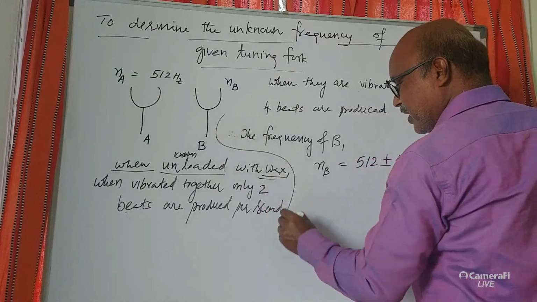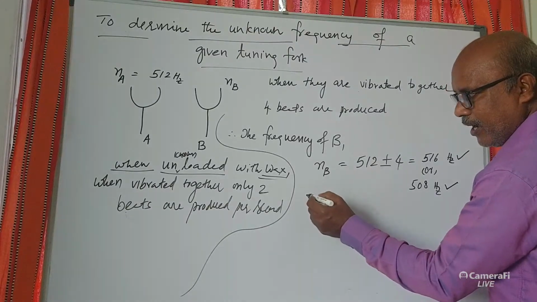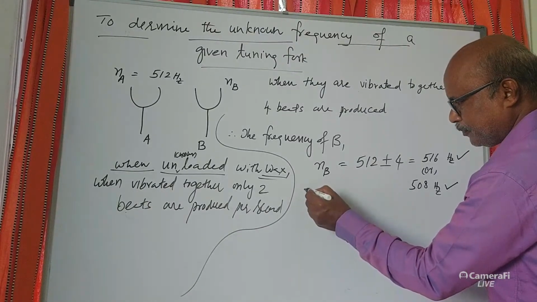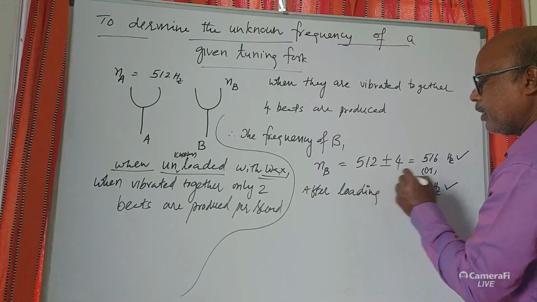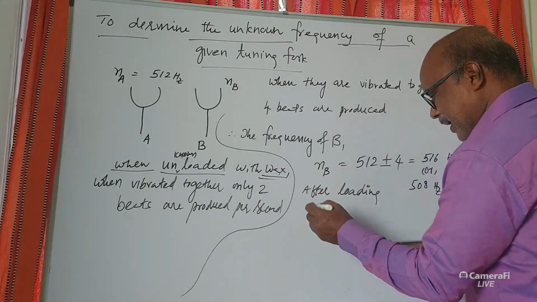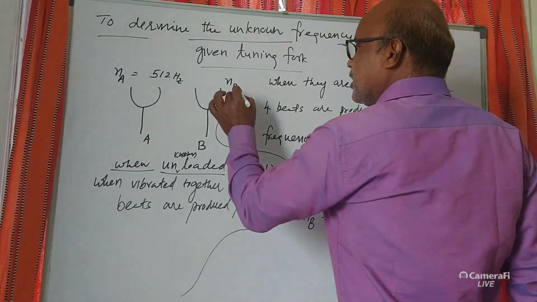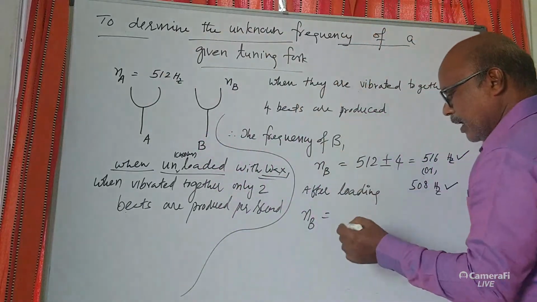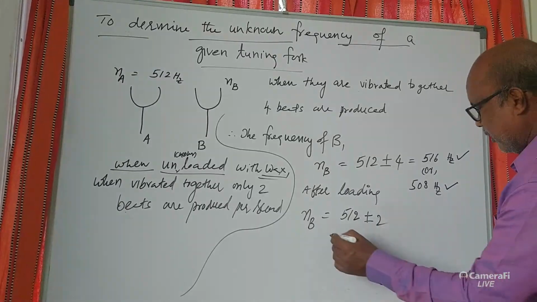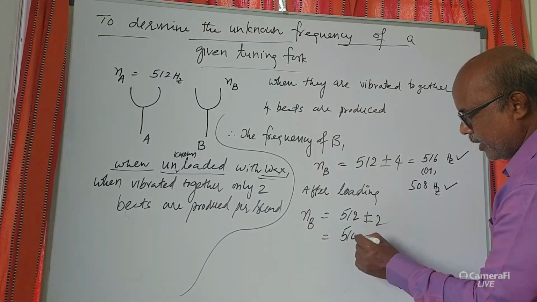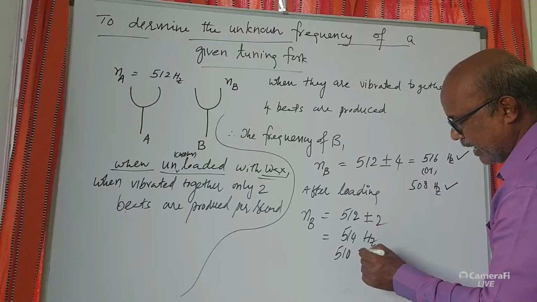So then what will be the new frequency of B? The new frequency of B after loading, after loading it is producing only 2 beats, means here the frequency of B must be either 512 plus or minus 2, nothing but it may be 514 hertz or 512 minus 2, nothing but this is 510 hertz.